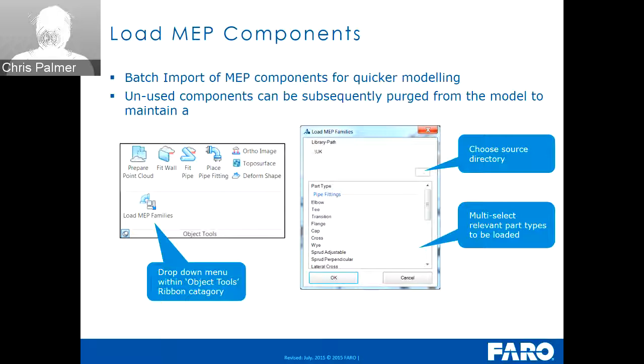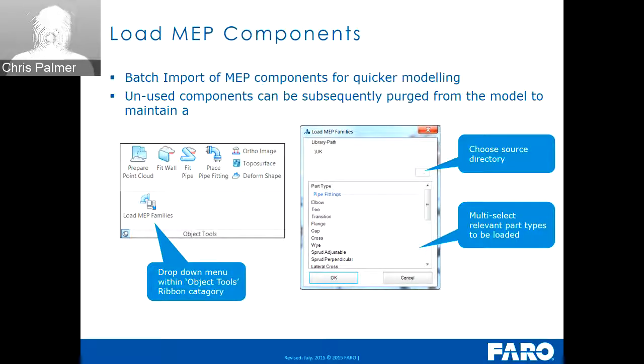So as you can see, just in the drop down list within the object tools, there's a new feature there called load MEP components. What we get from that is the opportunity to choose a source directory. So for example, we choose the UK standards, and then we can multi-select or just select specific components that we want the software to search through the folders and batch load the families in.